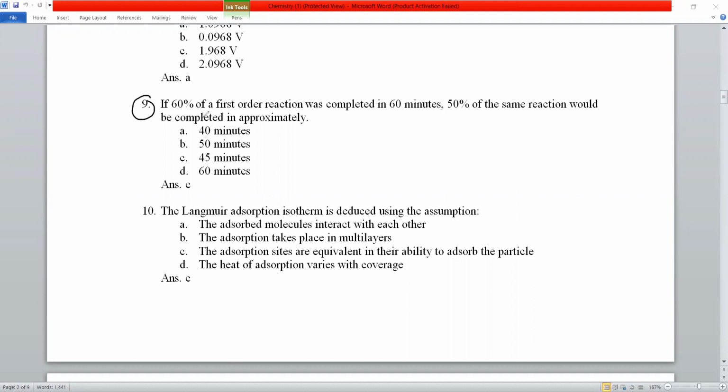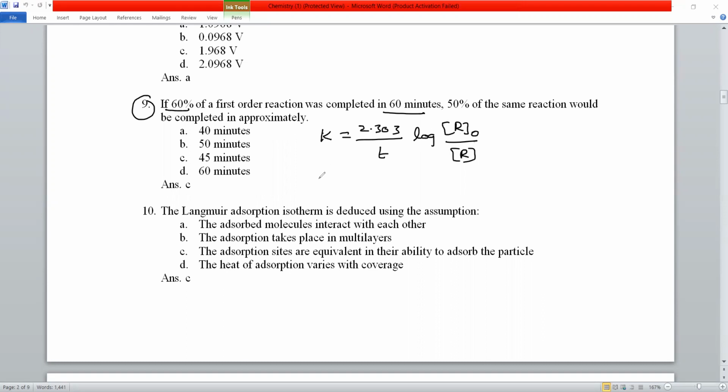Next, question number 9. If 60% of a first order reaction was completed in 60 minutes, and 50% of the same reaction will be completed in approximately how much time, they're asking. So what we have to know here, first we have to know the K. For a first order reaction, K equals 2.303 divided by t log of R initial by R final.